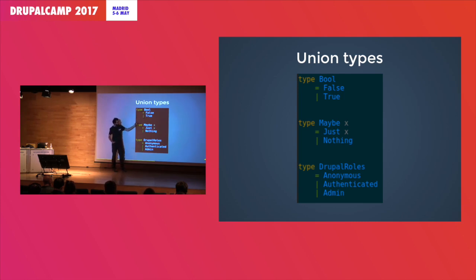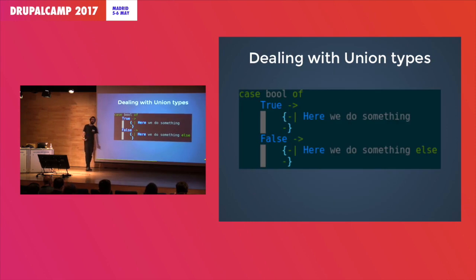Then we have something called maybes, which is also a union type, and this is the way Elm handles what in other languages is called a null. So if this value could be something else, if it could be empty, it will get a nothing. If not, it's just something. We will see later how we handle it. But you can create your own types. For example, you can create a union type for Drupal roles. So you have the list of different roles you have, like anonymous, authenticated, admin, and so on.